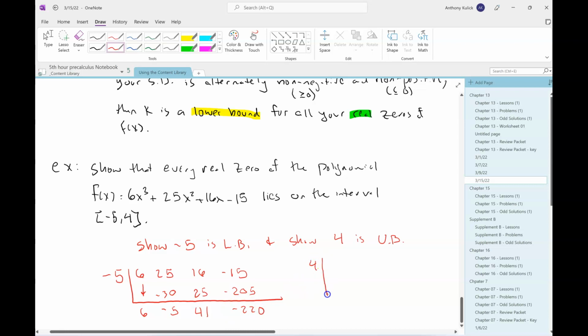So I'll just do my two synthetic divisions with my lower bound and upper bound. Oh my goodness, that's 212, 848, that's 833.